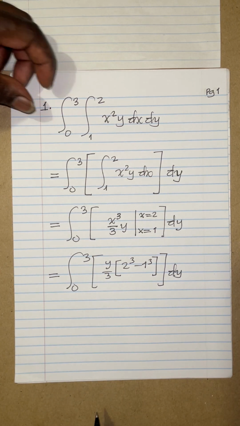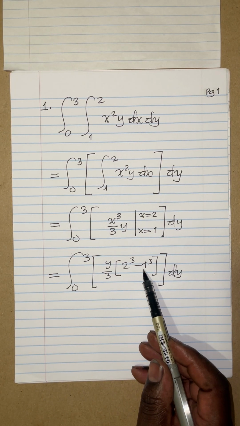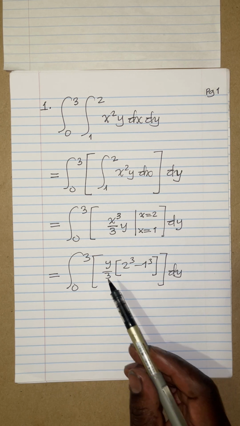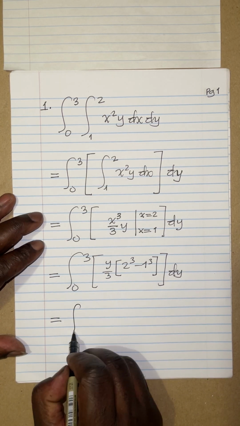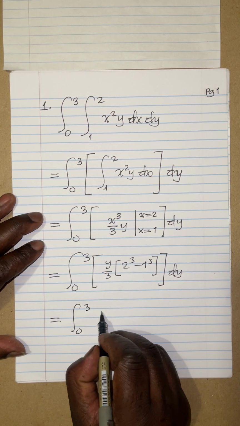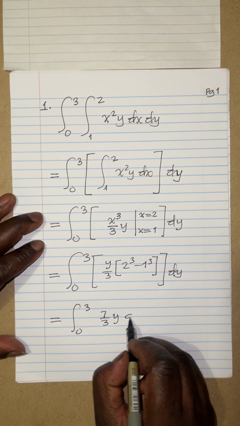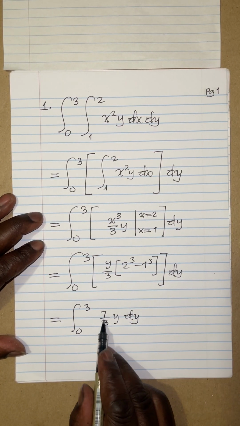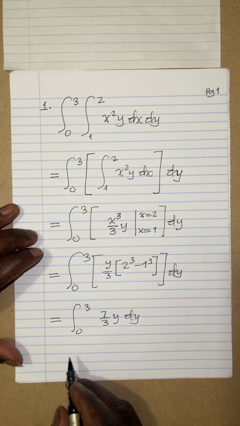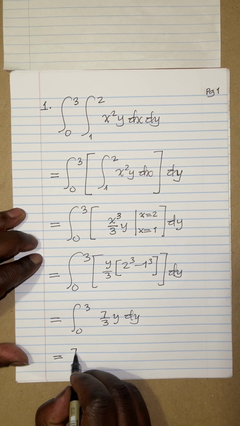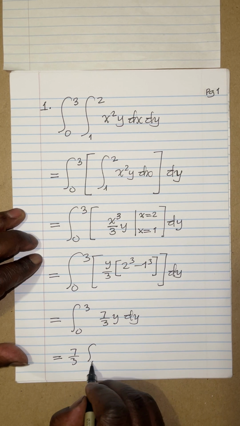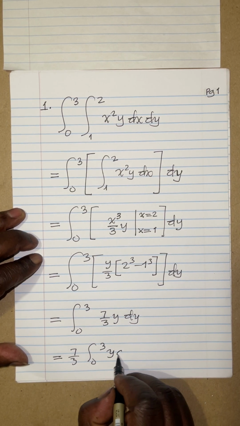Now let's simplify what we have inside. This is 8 minus 1, that's 7. So it will be 7 over 3y. So this is equal to the integral from 0 up to 3 of 7 over 3 y. And what are we having now? We're having dy. Now 7 over 3 is a constant. We can take it out of the integral, 7 over 3. And we're integrating from 0 up to 3 of y dy.